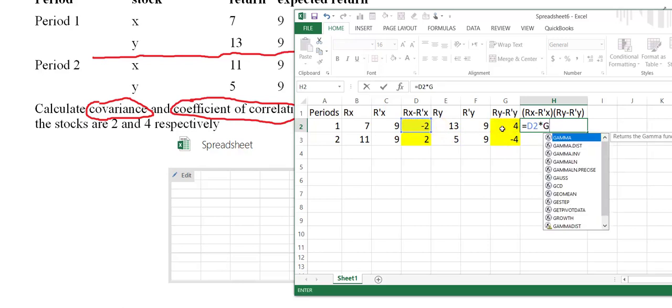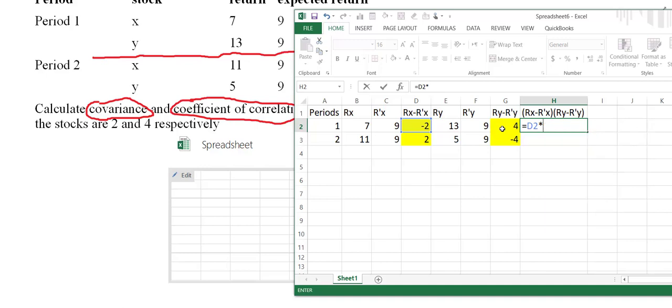We can do it. Multiply this column by this column, then press equal, minus 8. And of course, you can do the same for the next row. You get again minus 8, right? Now, if you sum them up, minus 8 plus minus 8, you get minus 16, right?